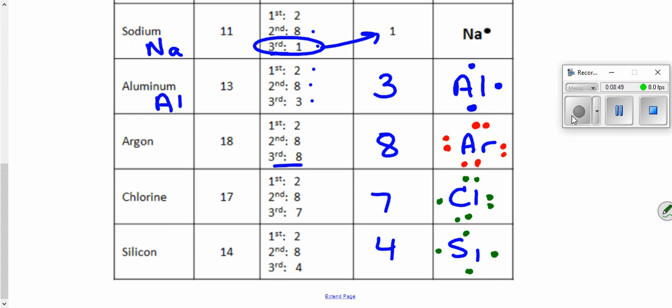Okay, we can see that chlorine had 7 electrons in its outer shell, and it's in group 7. So there are 7 valence electrons, and I draw 7 dots around the symbol Cl for chlorine. Just like silicon's outer shell has 4 electrons, so there are 4 valence electrons, and I will draw 4 dots representing those 4 valence electrons.